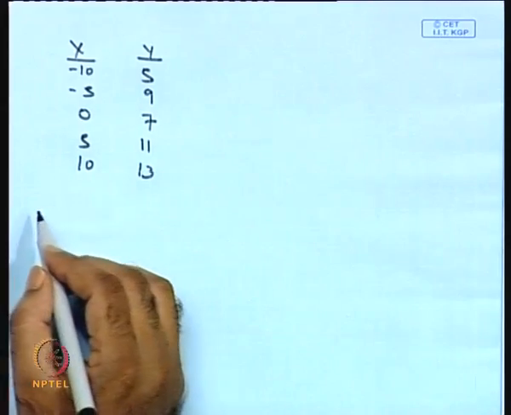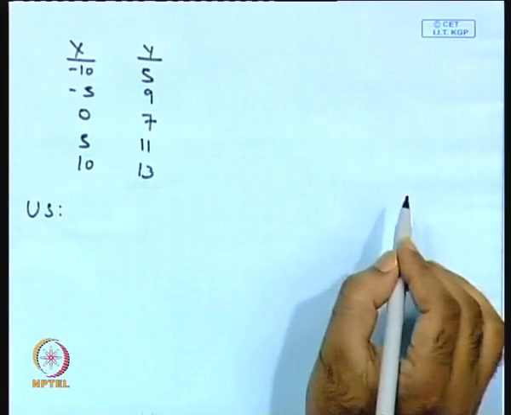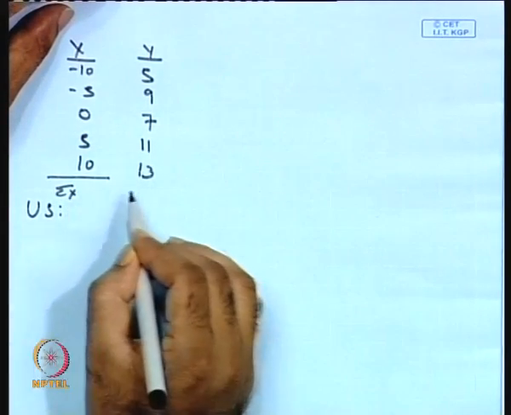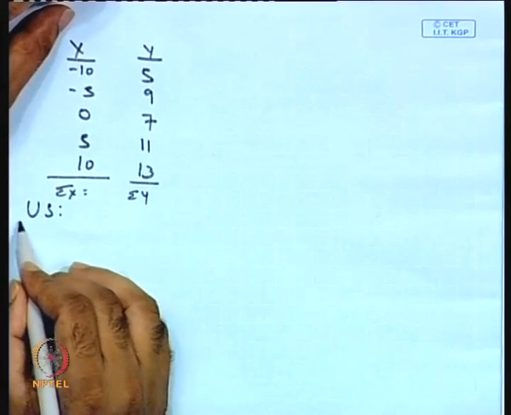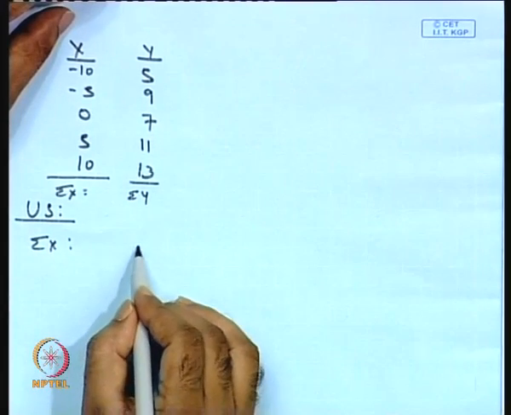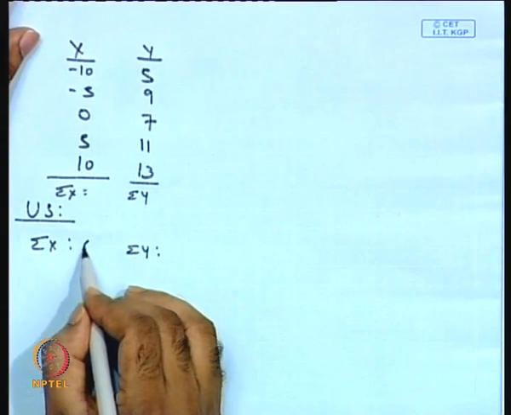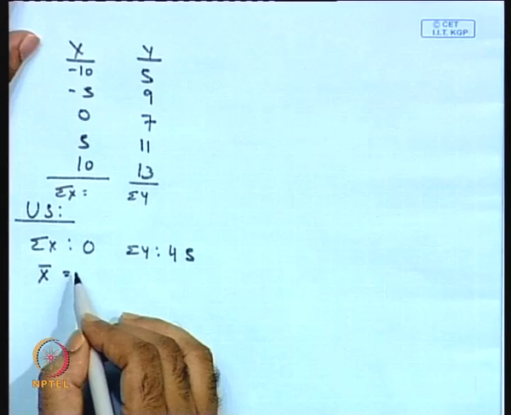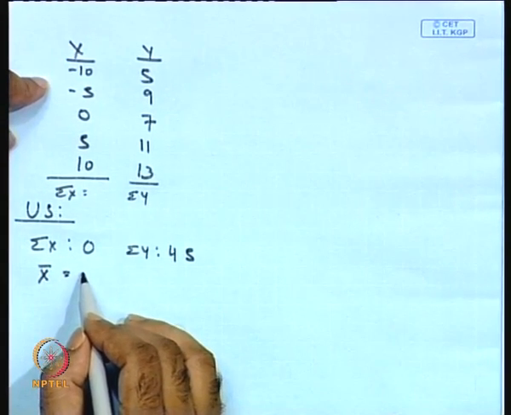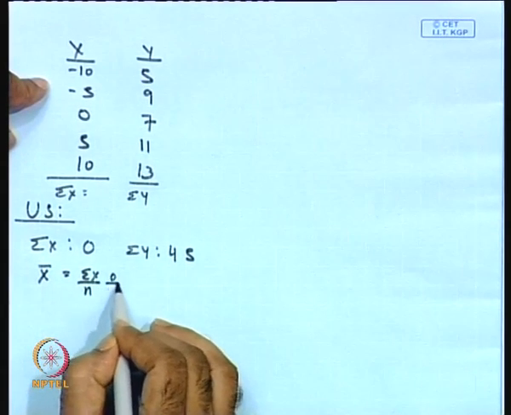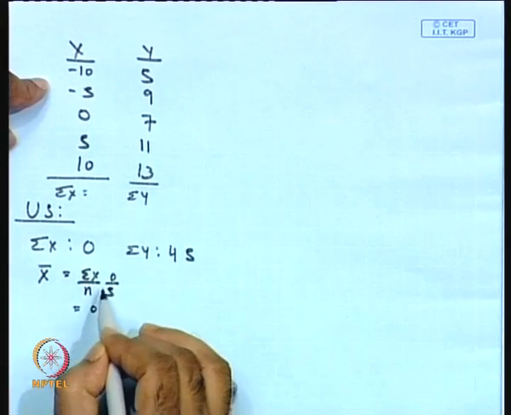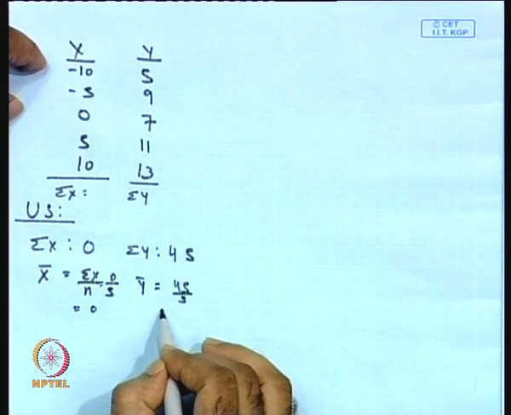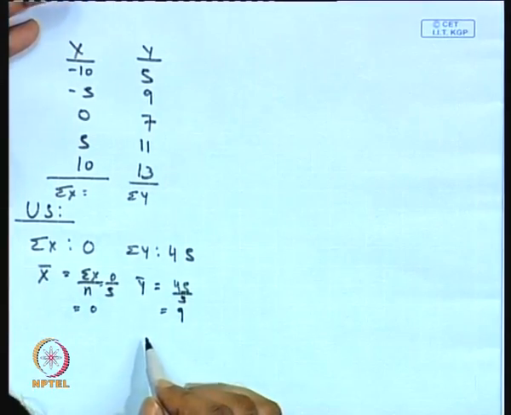As usual, you must first have some univariate, descriptive statistics. You need summation x and summation y. Summation x is 0 and summation y is 45. Corresponding to summation x, we have x bar, which is summation x by n, and n is 5. So x bar is 0 by 5, which is equal to 0. For y, y bar is 45 by 5, which is equal to 9. This information is very much required for further analysis.